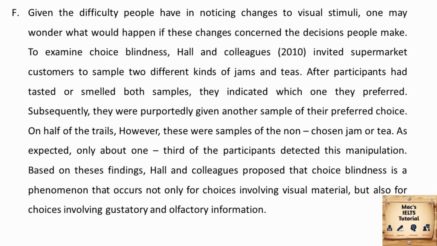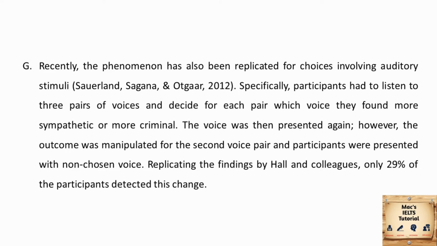As expected, only about one third of the participants detected this manipulation. Based on these findings, Hall and colleagues proposed that choice blindness is a phenomenon that occurs not only for choices involving visual material but also for choices involving gustatory and olfactory information. Involving auditory stimuli. Specifically, participants had to listen to three pairs of voices and decide for each pair which voice they found more sympathetic or more criminal. The voice was then presented again.